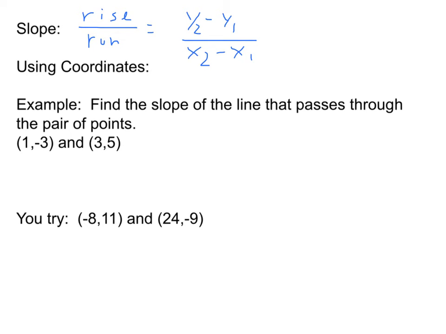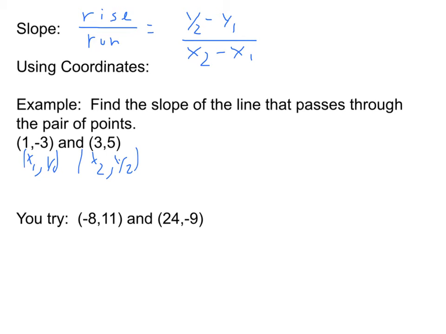Okay, to find an example of that, we can find the slope of a line that goes through a pair of points. So if we use this first one, let's call this first point x1, y1, and let's call this our x2, y2. So I'll label that: that's x1, y1, and this is x2, y2. Okay, so we can just substitute these values in then.